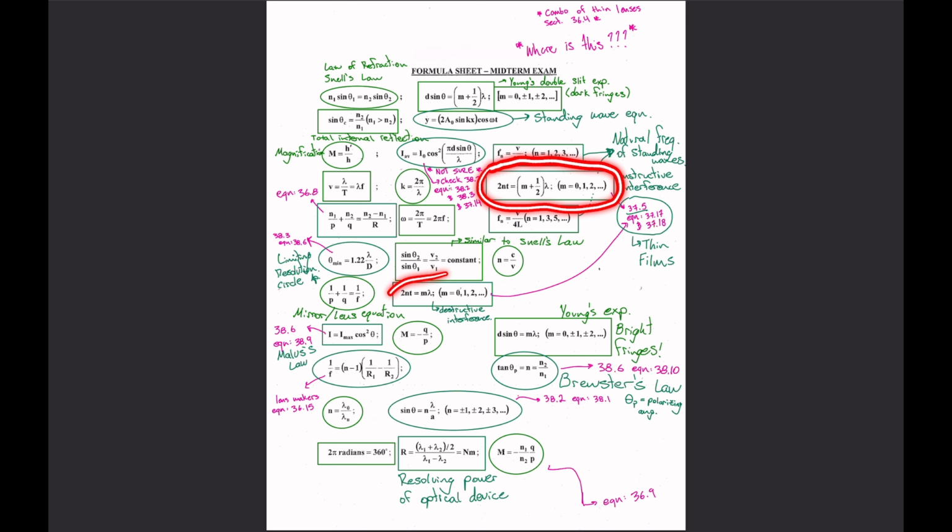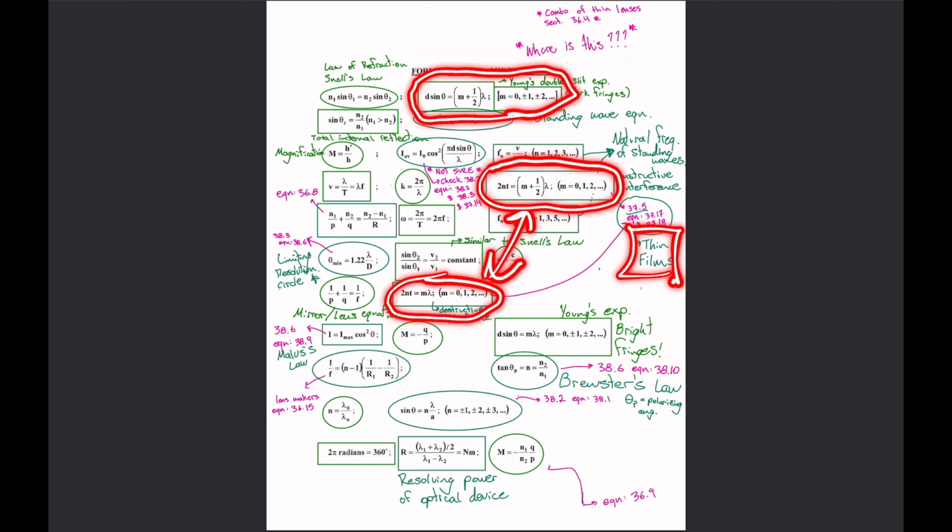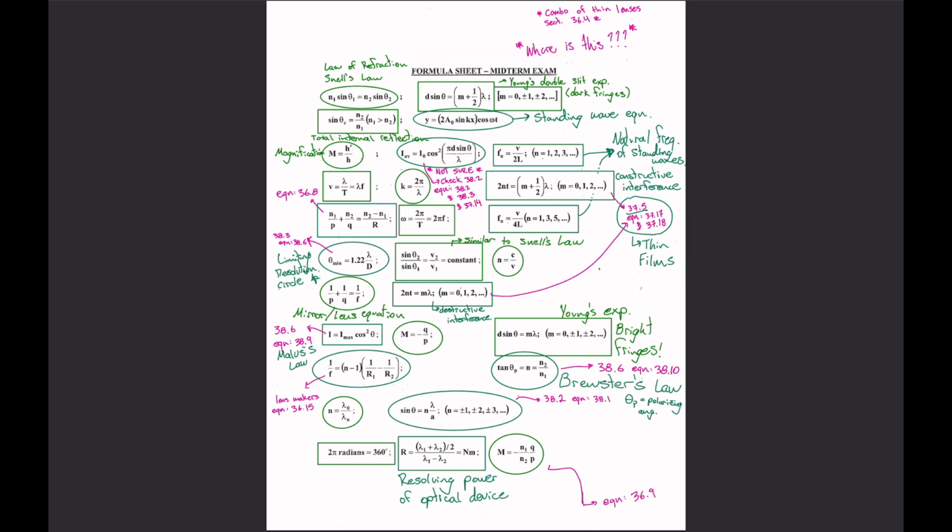So this equation here and this equation here, they are both related to thin film interference. I actually wrote that right here. I feel more comfortable with the Young double slit equations than I do with the thin film equations. So off the bat, if I start studying, I would jump into some thin film problems.